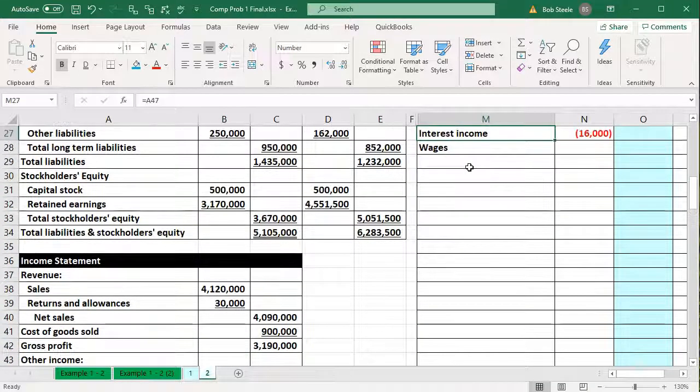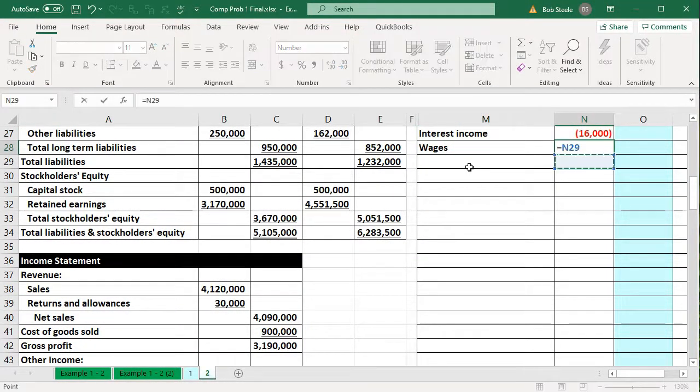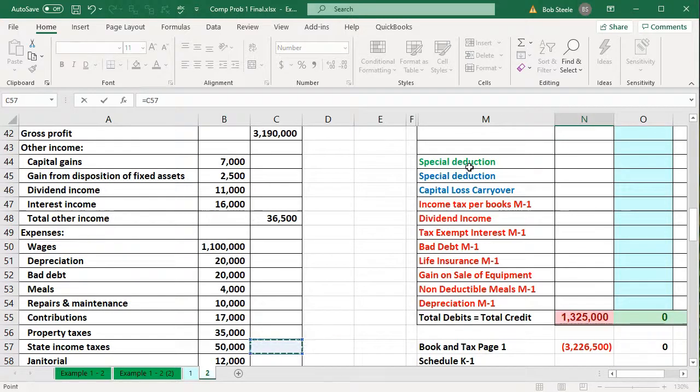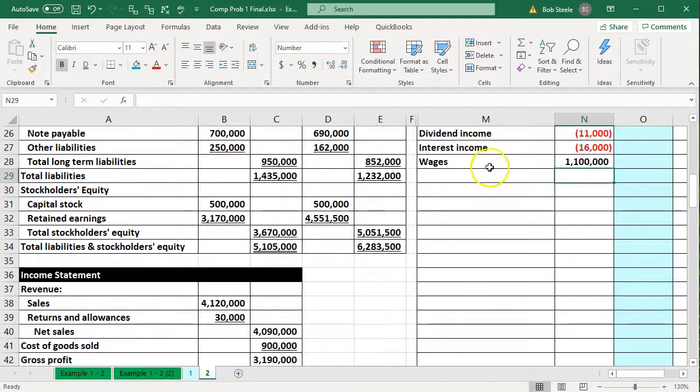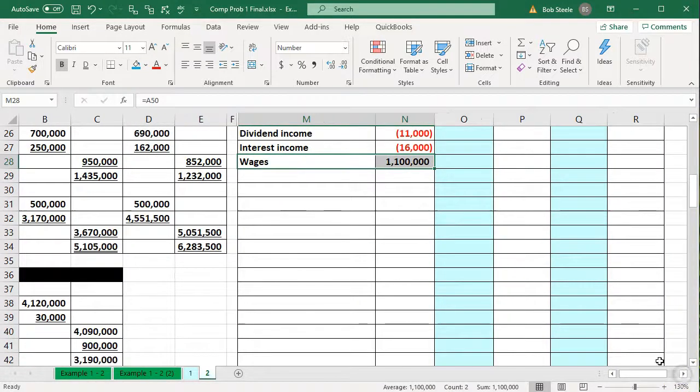Now notice you could pick up the numbers at the same time. It might be faster. Like if I said equals and I pick up the number two of the 1,100,000 and then enter, and then I'm going to highlight both of those cells and autofill the two columns at the same time. So we highlight both of those.